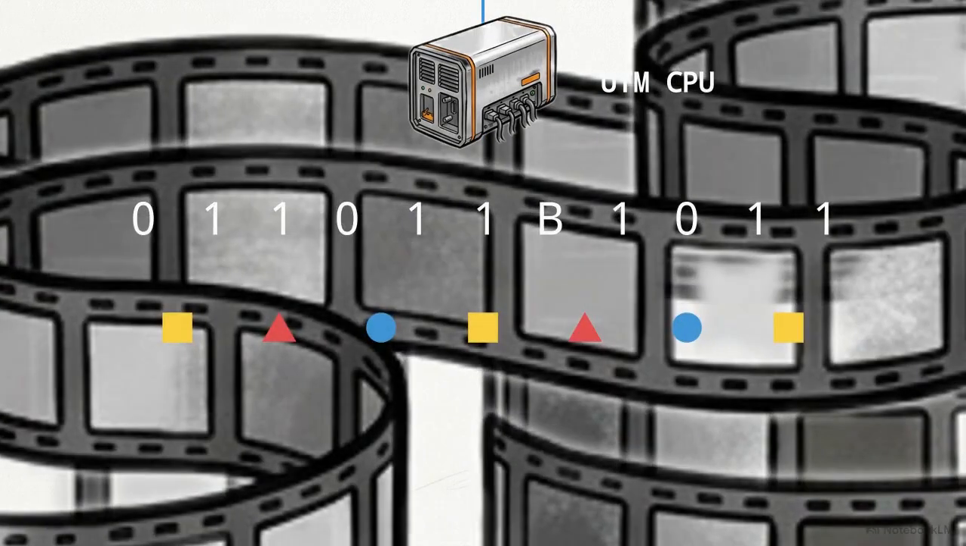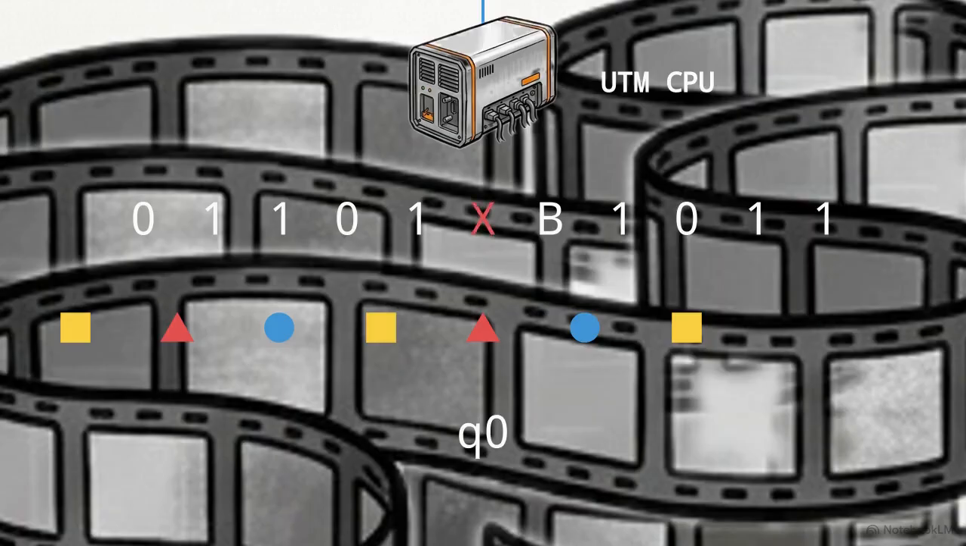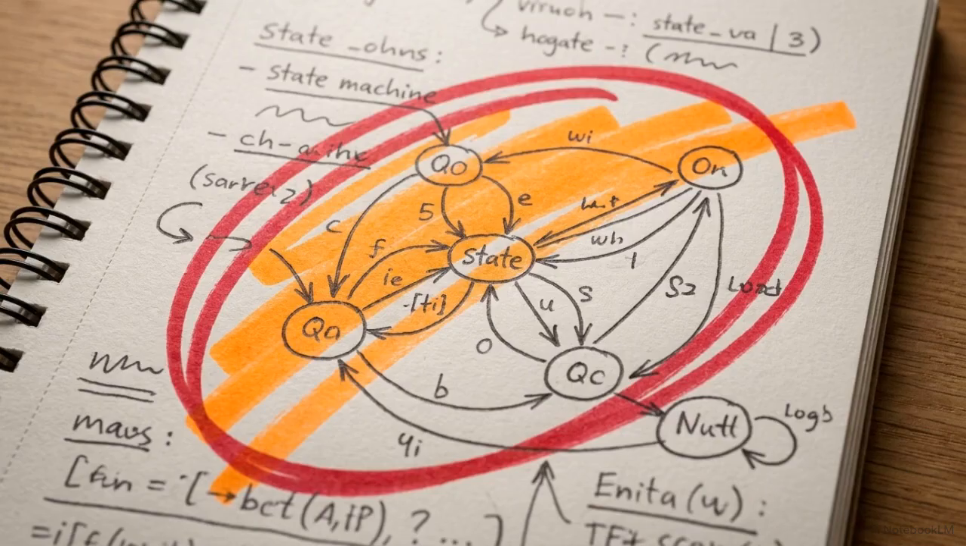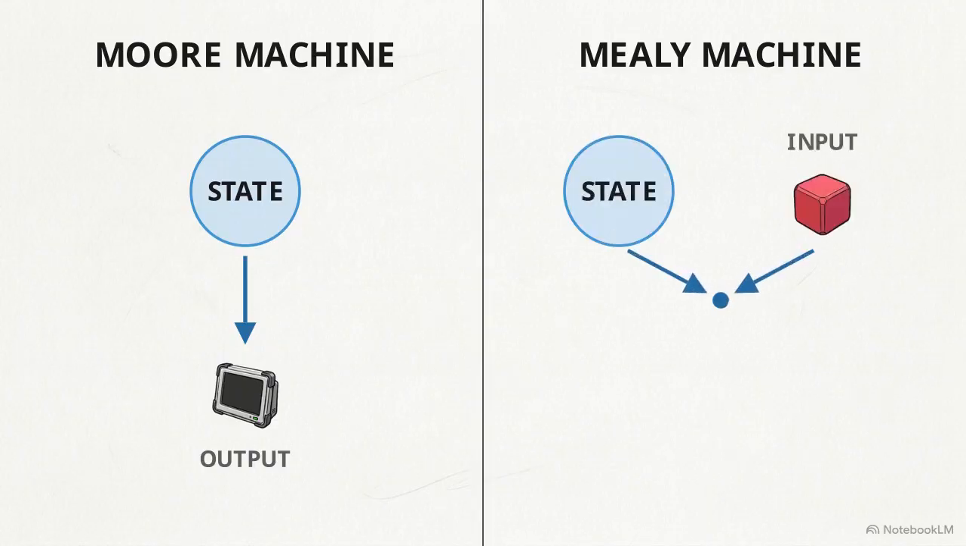Tape 1 holds the simulated data, Tape 2 stores the encoded rule set of the machine being simulated, and Tape 3 tracks the current state. Before wrapping up, check your notes on the final exam trap: finite state machines with output. Memorize the distinction that Moore machine outputs depend entirely on the current state, while Mealy machine outputs depend on both the current state and the current input.